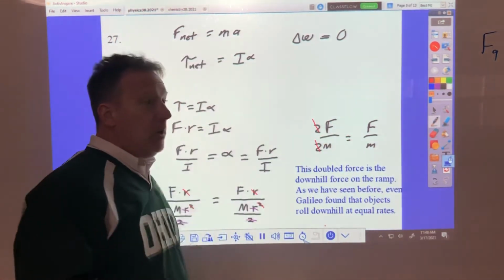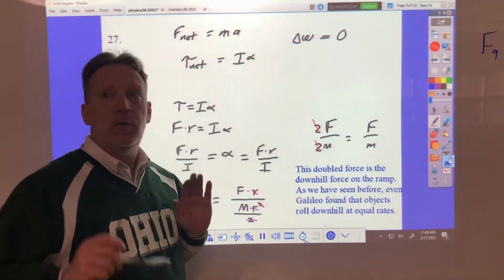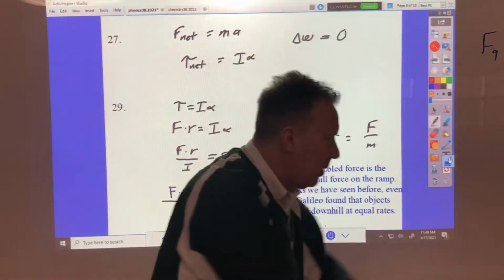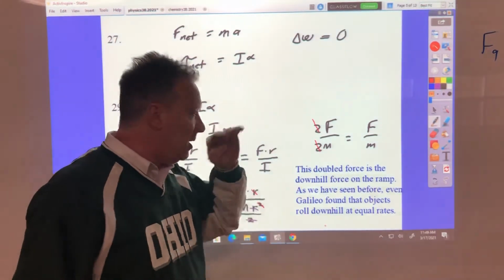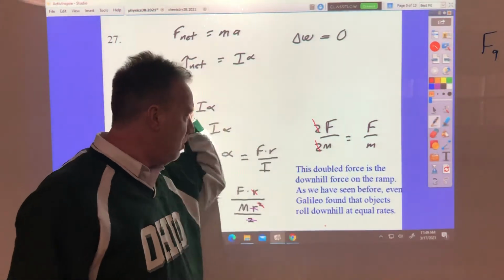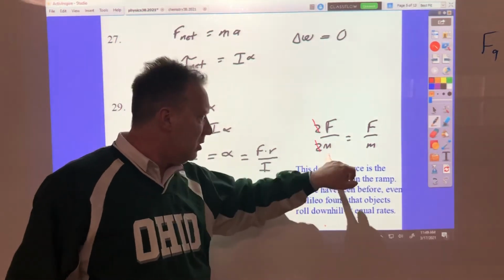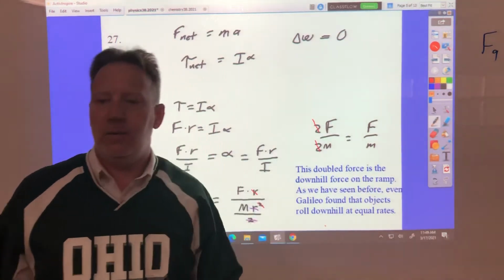So basically 29 was showing that, as Galileo discovered, all things fall at the same rate in a vacuum. He figured that out by rolling things down the ramp. And this question shows that as long as it's the same shape, same distribution of mass, same moment of inertia, the one that's twice as massive has twice the weight down the ramp, so everything cancels.